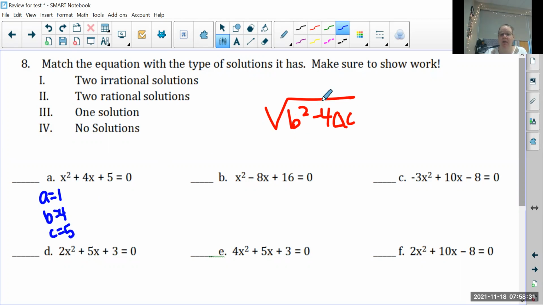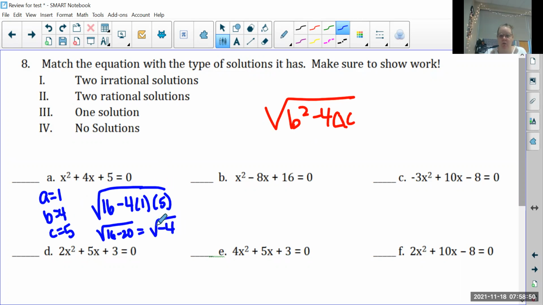So I'm just going to plug it in. I'm going to get the square root of B squared, which is 16, minus 4 times 1 times 5. I'm going to put this whole thing in the calculator, and when I do, I get 16 minus 20, which would give me a negative 4. I have a square root of a negative 4.